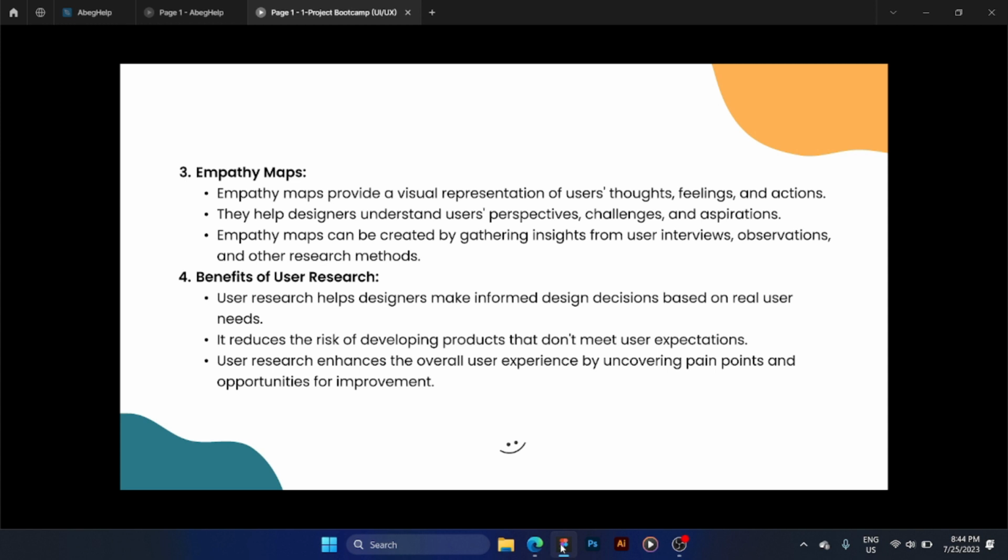Number four is the benefit of user research. The benefit is that user research helps designers make informed design decisions based on their real user needs. It helps you to know what you want to do, and it helps you to understand the user more. Another thing is that it reduces the risk of developing products that don't meet user expectations.